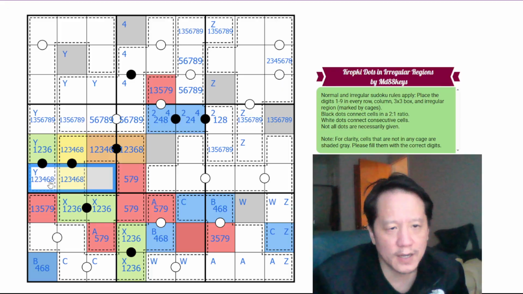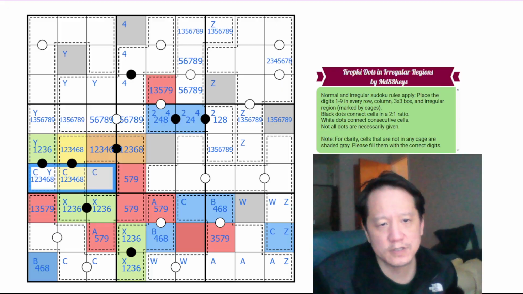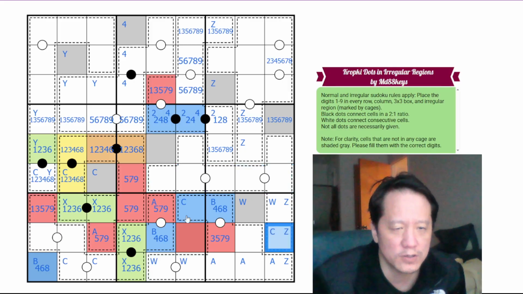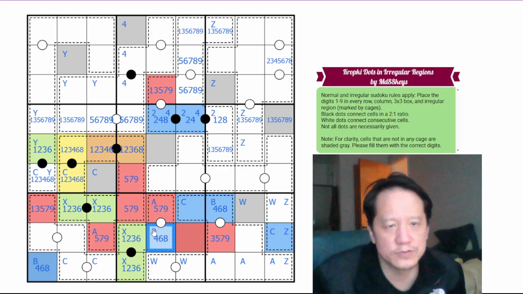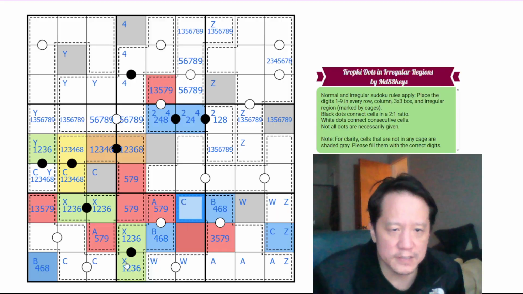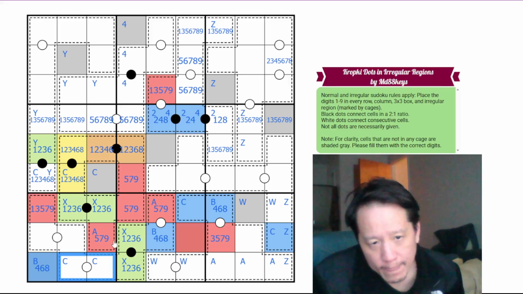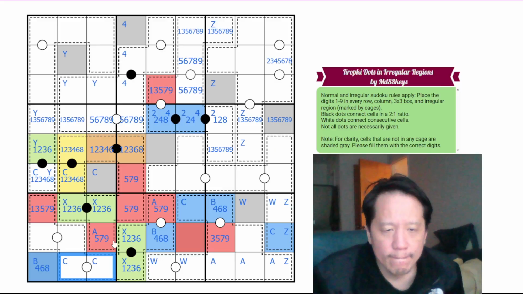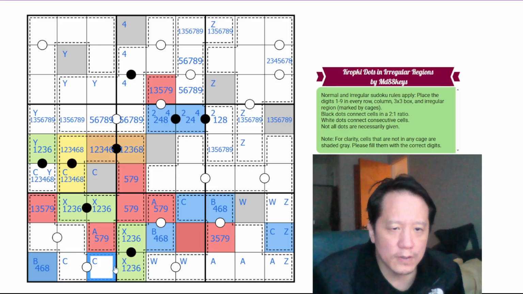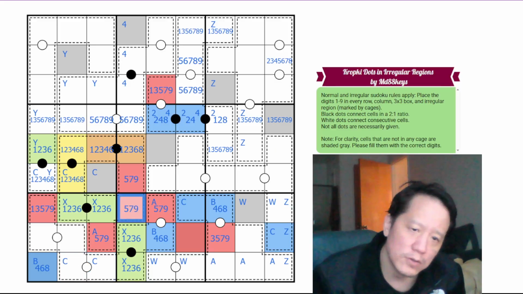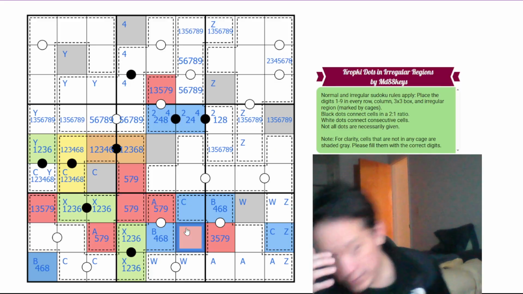So C has to be one of these three digits here. We're not sure which, because it can't be here because of the C that's there. Can't be an odd digit. So it's one of those three. C is even, so therefore the other one's odd. The odd one could be here, or it could be that one. We don't know which.